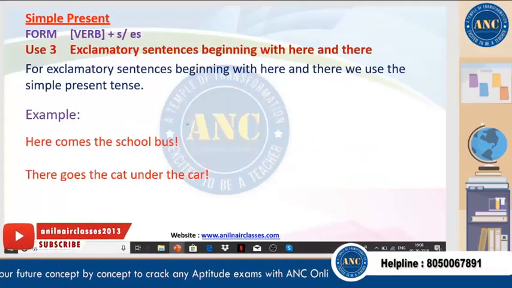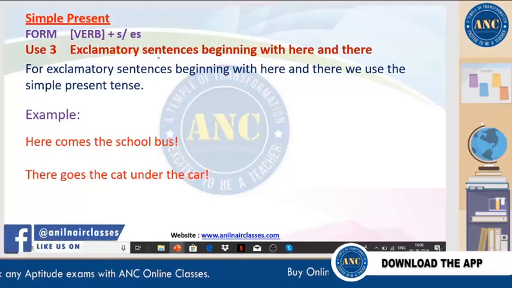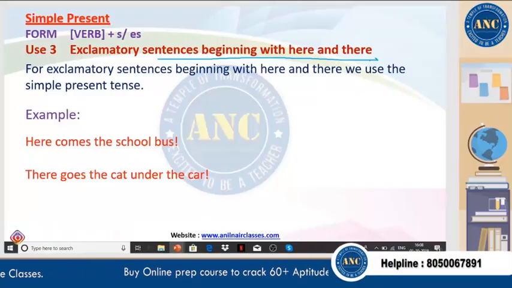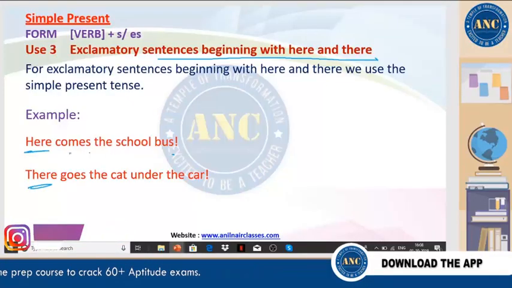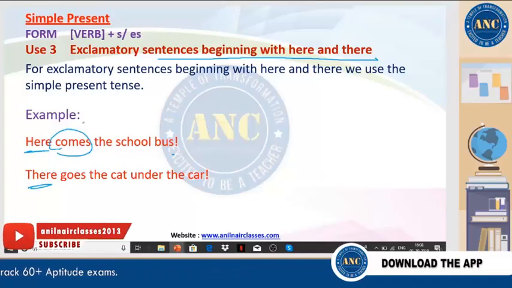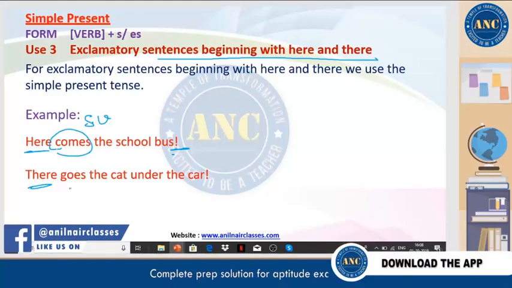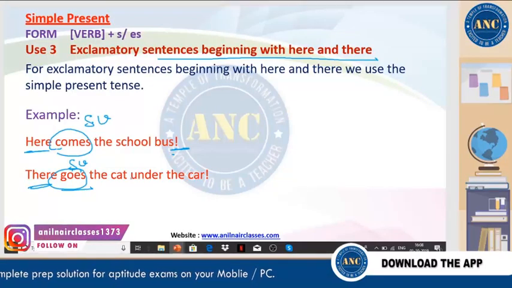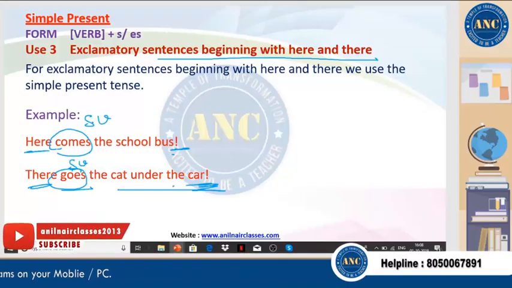Next one, exclamatory sentences beginning with here and there. All those exclamatory sentences which start with here and there, we will use the simple present tense. Like, here comes the school bus. It's starting with here, the adverb. Comes is the simple present, right? A singular verb. Here comes the school bus, an exclamatory sentence. There goes the car. Goes is the singular form of the verb in the simple present tense. And here we have the exclamation mark, right?